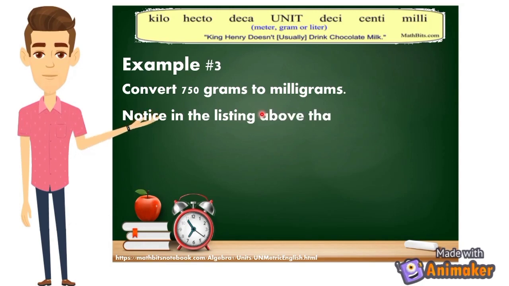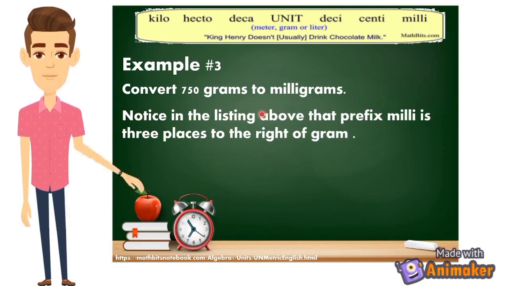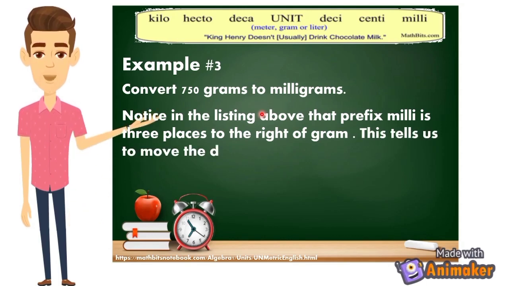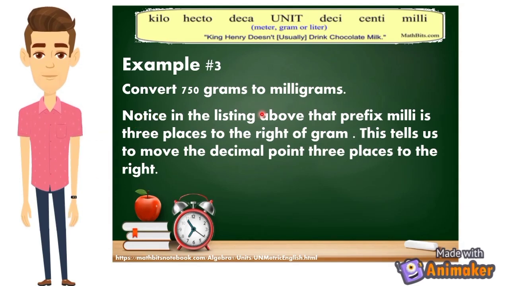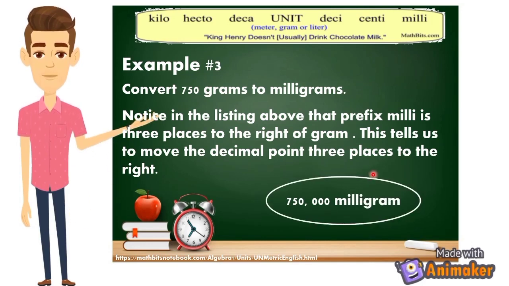Notice in the listing above that prefix milli is 3 places to the right of gram. This tells us to move the decimal point 3 places to the right. Okay, so from this point, move tayo ng 3 places going to the right: 1, 2, 3, and we're going to add 3 zeros. So therefore, the correct answer is 750,000 milligram.